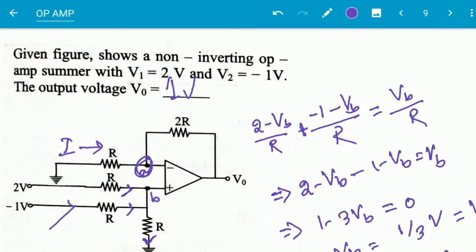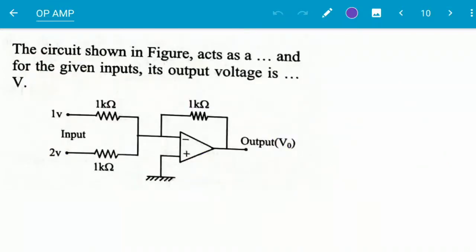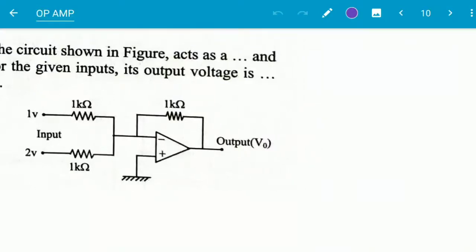Next question. The circuit shown in the figure acts as a dash, and for the given input its output voltage is dash volt. So here we have to find out the output voltage. Suppose the current here is I, then this will be the sum of the currents of this branch and this branch.